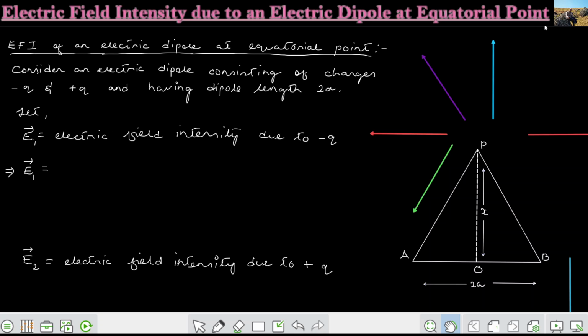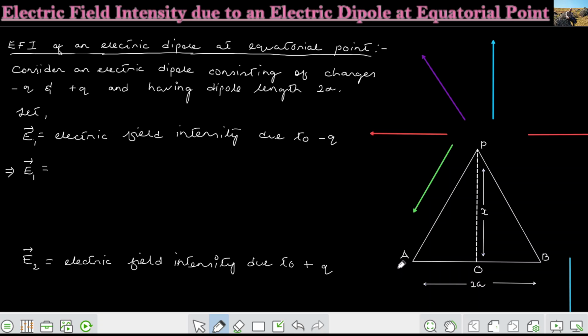Now we will be interacting on one topic from electrostatics, which is electric field intensity due to an electric dipole at the equatorial point. We have learned that an electric dipole is a system of equal and unlike charges separated by a finite distance between them.